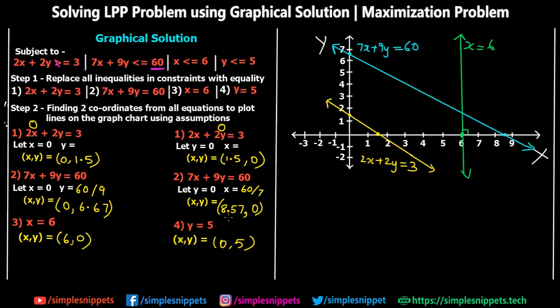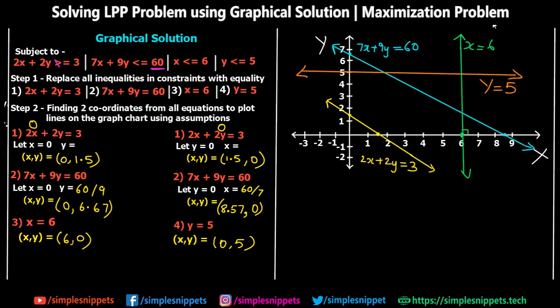Similarly, we have y equals 5. So it would have 0, 5. So starting from 0 and going up to 5. So it's a parallel line to the x-axis and it is perpendicular to the y-axis. So let me just mark that with some other color. So this is y equals 5.